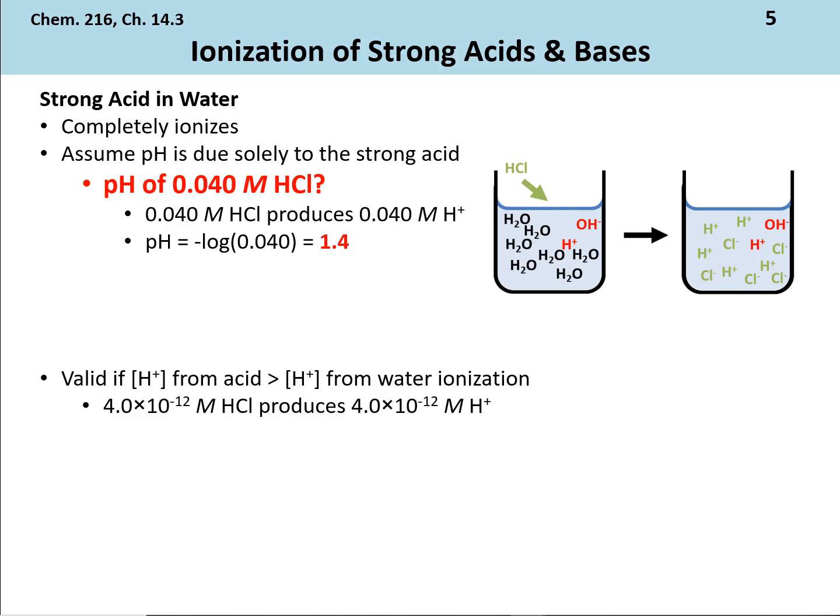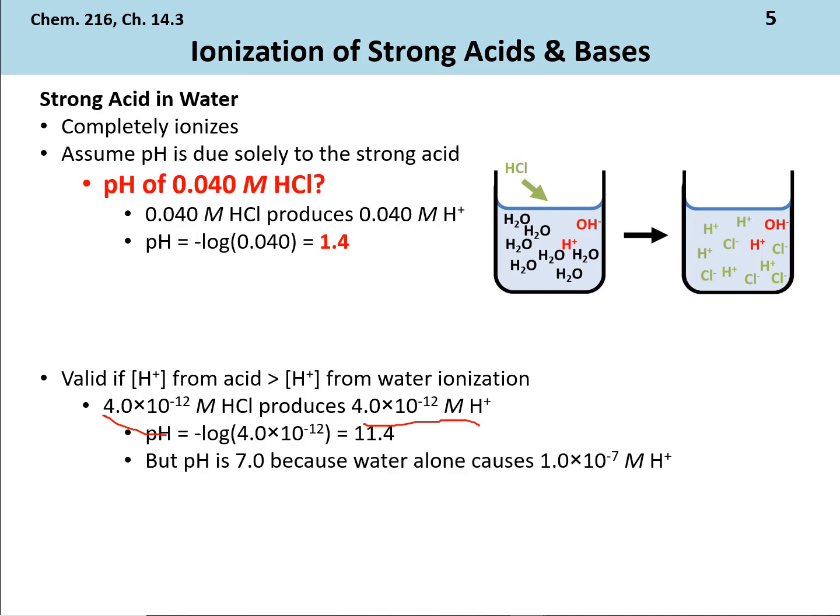All right, now I just want to go through one example here at the bottom. Let's say instead of 0.04 molar HCl, let's say I put in a very tiny, small amount of HCl, 4 times 10 to the minus 12 molar. That would form 4 times 10 to the minus 12 molar H plus. And if I were to look at that, that would mean that pH equals negative log of this 4 times 10 to the negative 12. And what I get is a pH of 11.4.